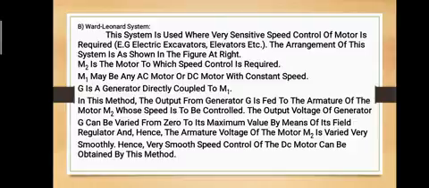In this method, the output from generator G is fed to the armature of the motor M2, whose speed is to be controlled. The output voltage of generator G can be varied from 0 to its maximum value by means of its field regulator, and hence the armature voltage of the motor M2 is varied very smoothly. Hence very smooth speed control of the DC motor can be obtained by this method.